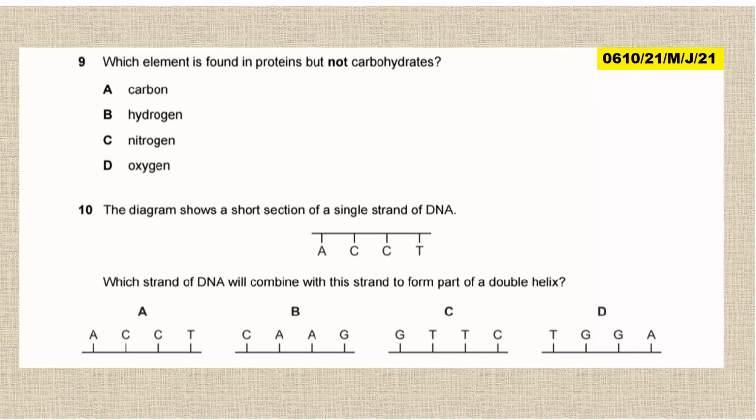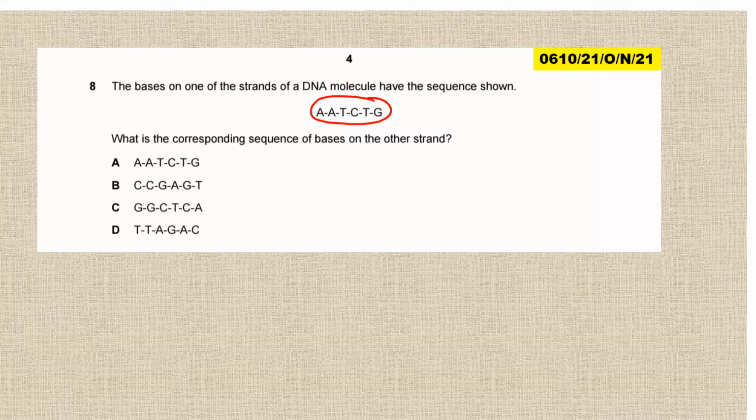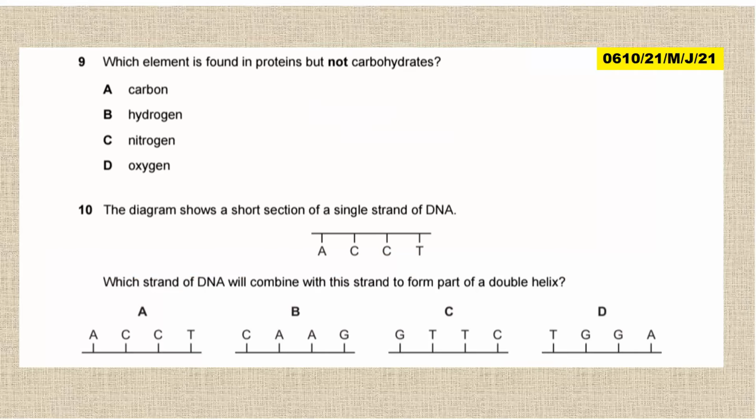Then let us look at this one. That is paper 2, variant 1, May, June 2021. This one should be the continuation of what we've not answered. What element is found in protein but not in carbohydrates? Nitrogen. The diagram below shows a short section of a single strand of DNA. Which strand of DNA will combine with this strand to form part of a double helix? TGGA, which is this one.